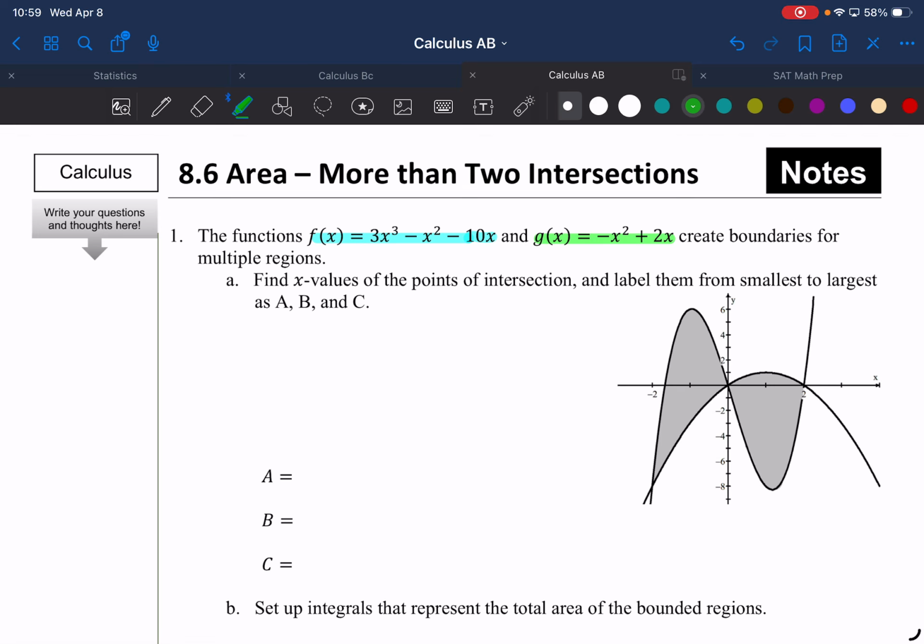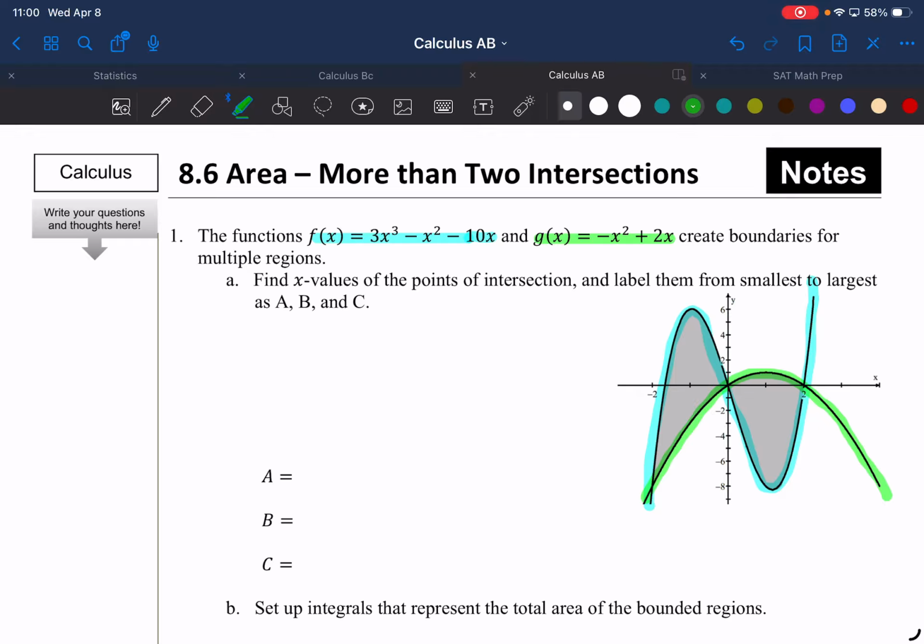And so what I like to do first is I like to color code it so I can visually see which graph is belonging to what. So the f of x, the cubic, is this one here. And then g of x is that quadratic. Okay, so notice here compared to the last two notes is we now have multiple intersections.